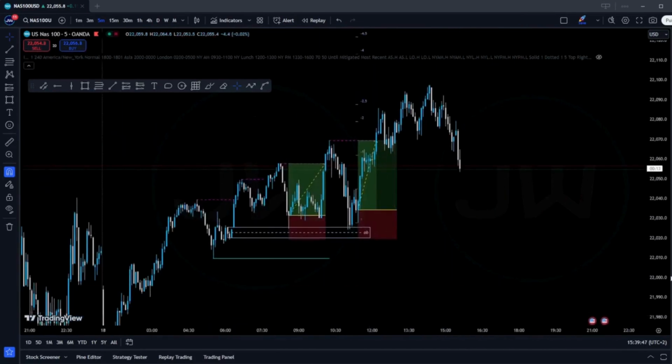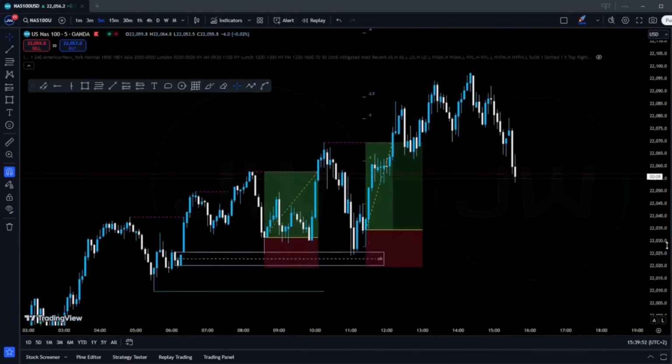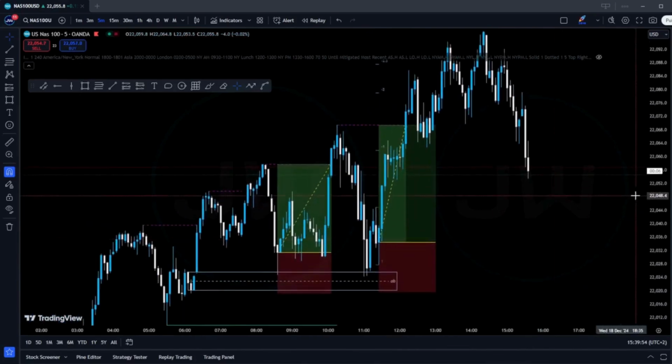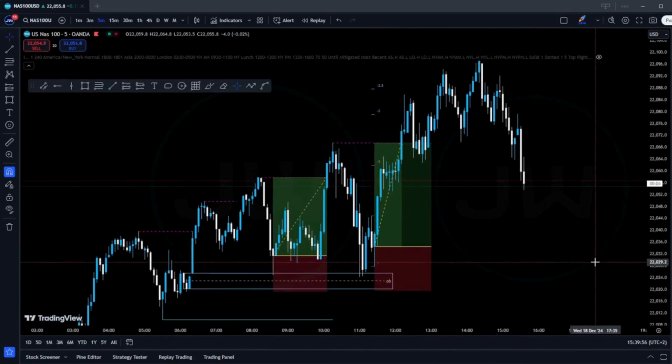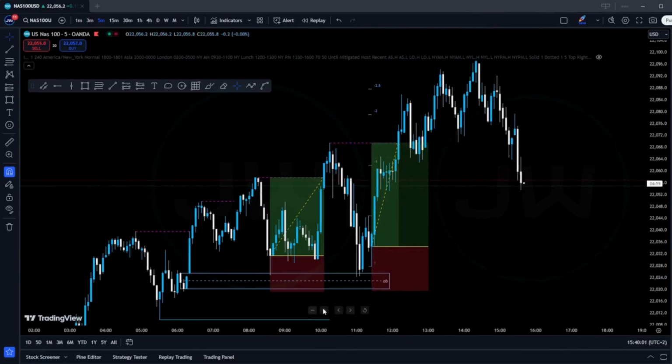So I think that's self-explanatory. I will obviously go into more depth at some point when we go into more advanced market structure. But for now, that is it on order blocks.